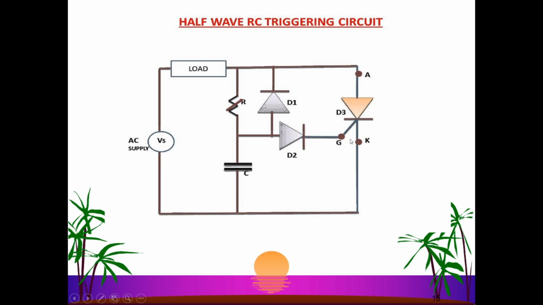And for the CRO observation across the load, the positive point you keep here and the negative point you keep here, and you have to observe the waveform across the load.